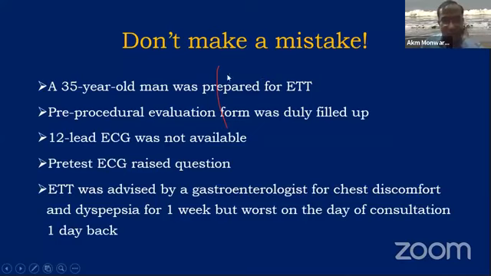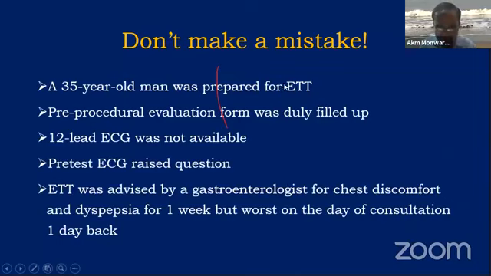Don't make a mistake. A 35-year-old man was prepared for ETT. The pre-procedural evaluation form was duly filled up. A 12-lead ECG was not available. The pre-test ECG raised a question. When I was asked to start the ETT, I had a swift look in the available documents, and when I looked at the resting ECG, there were significant changes which inhibited me from continuing with the ETT, though the patient was asked to perform ETT by a gastroenterologist.